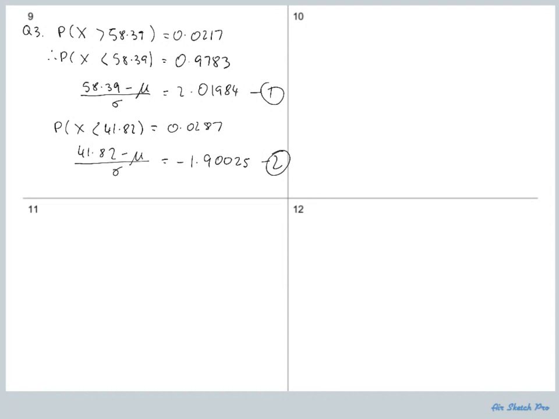And then I'm going to press tab and I'm going to use my brackets again for the numerator. So 41.82 minus X close bracket divided by Y, because I'm using Y for the standard deviation, equals, and then I'm going to have negative 1.90025. I think that's everything. I'm going to press enter. I haven't used this before, so hopefully it'll work. No, didn't work for me. Did it work for you?